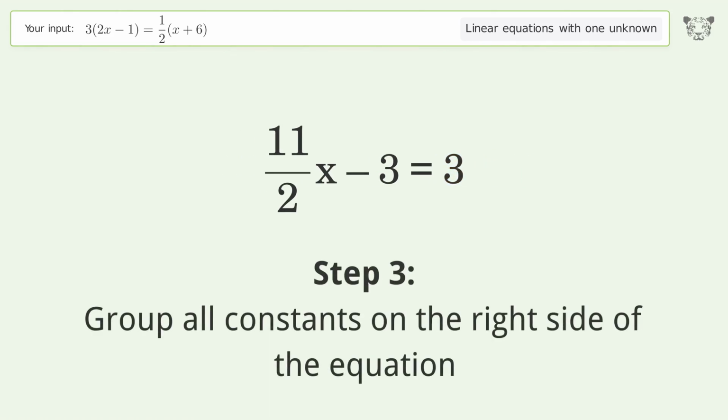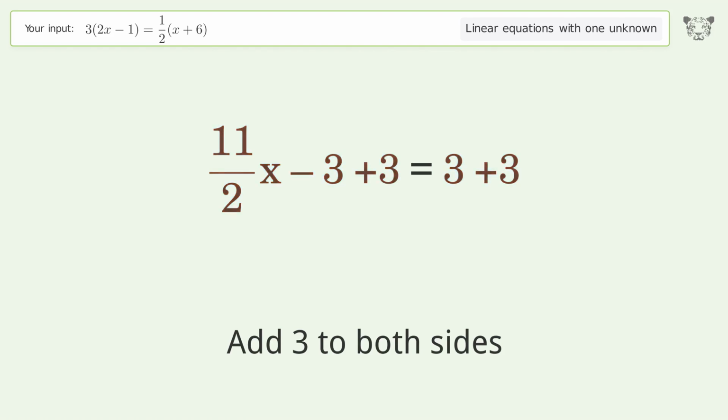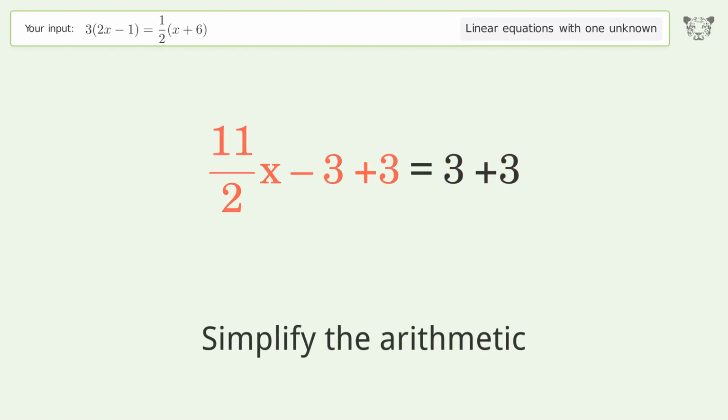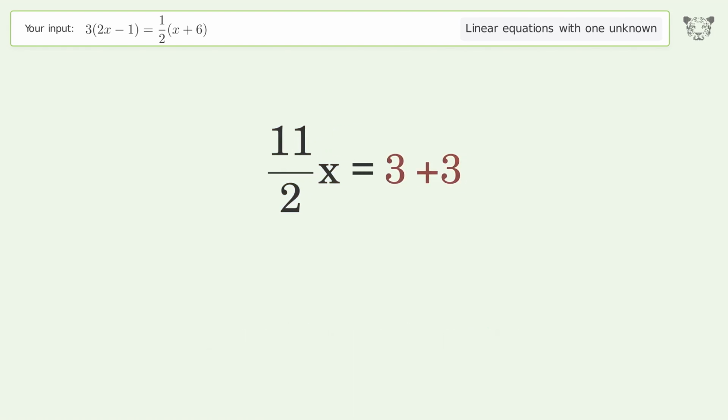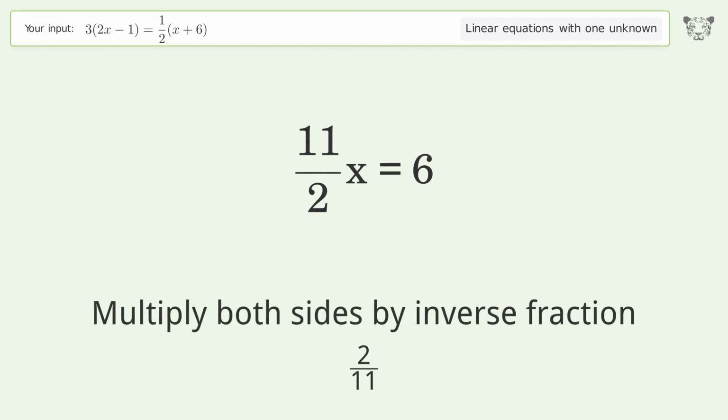Group all constants on the right side of the equation. Add 3 to both sides. Simplify the arithmetic. Isolate the x. Multiply both sides by inverse fraction 2/11.